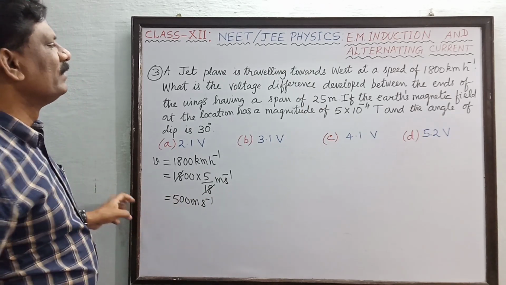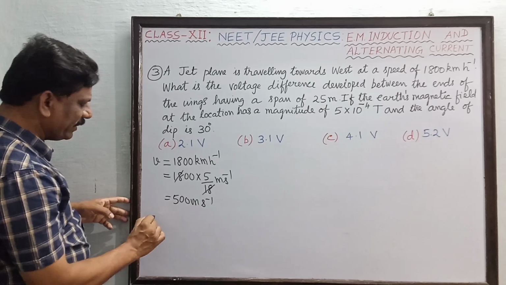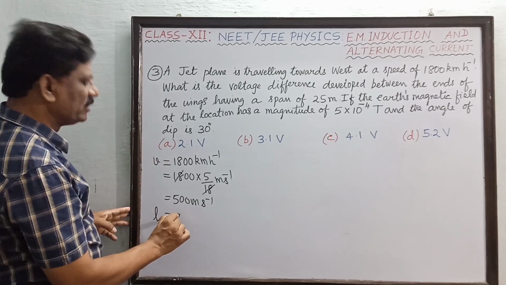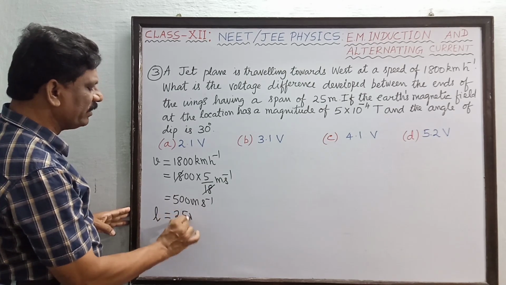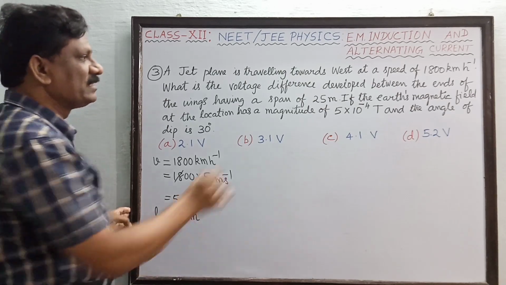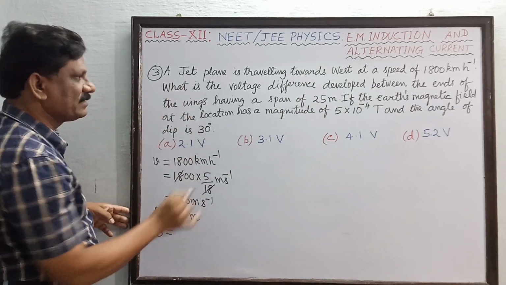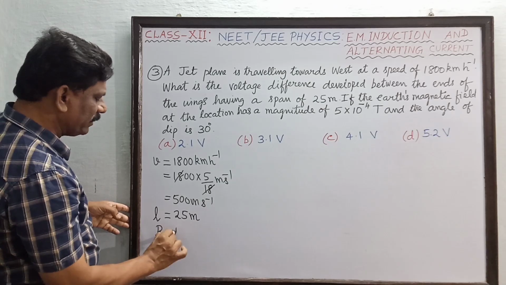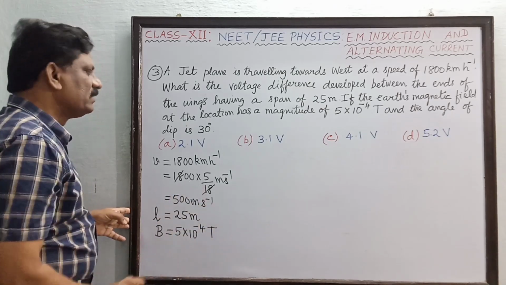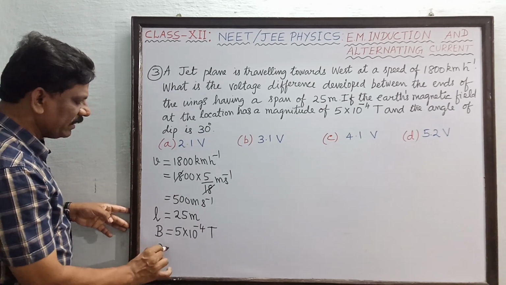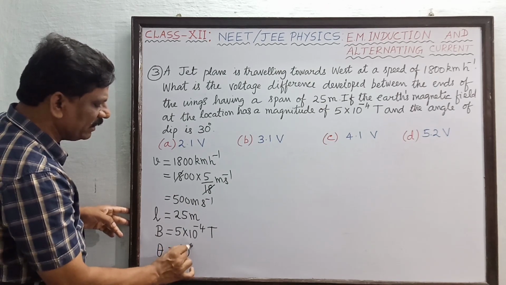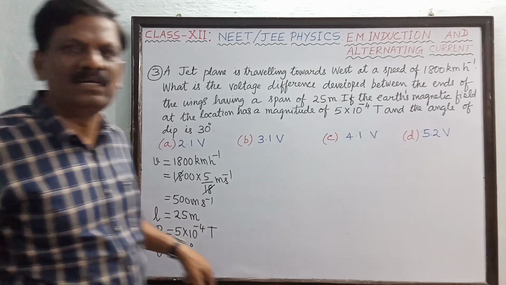What next is given? The wingspan, the end to end length of the wings, is equal to 25 meter. And the magnitude of the Earth's magnetic field at that place is 5 into 10 power minus 4 Tesla. And here the angle of dip theta is given as 30 degree. This is the hint they have given us.